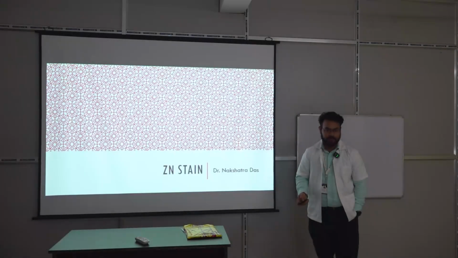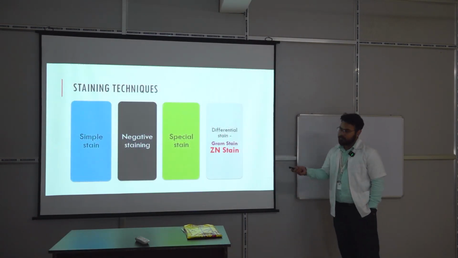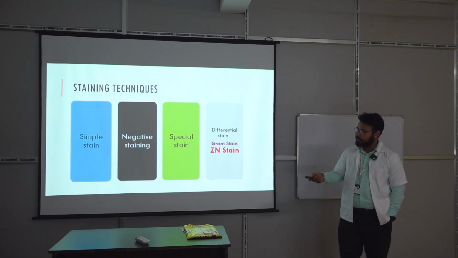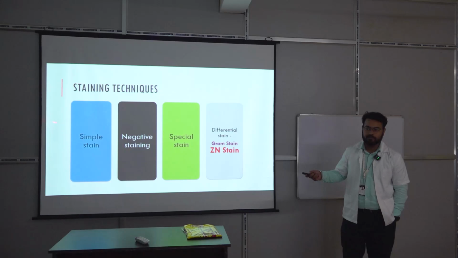The topic is acid-fast staining. Okay, we'll learn about modified Ziehl-Neelsen staining today. So we already know the different types of staining techniques. Once we'll revise again. In simple staining, which stain did we use?